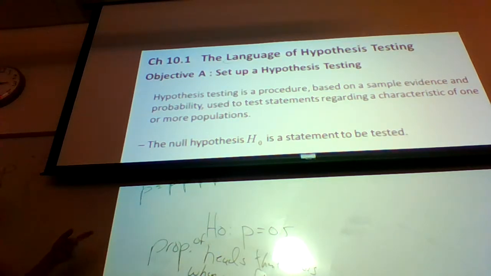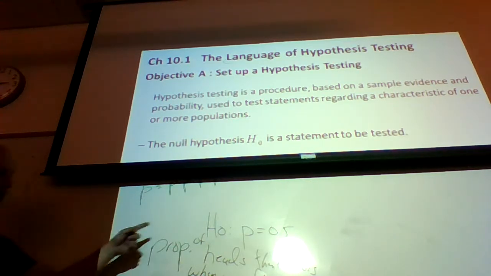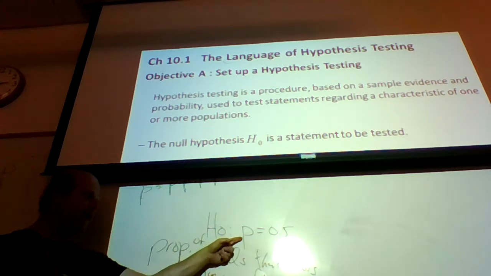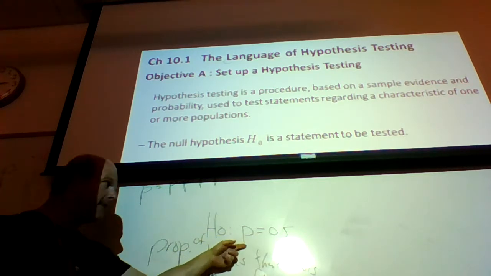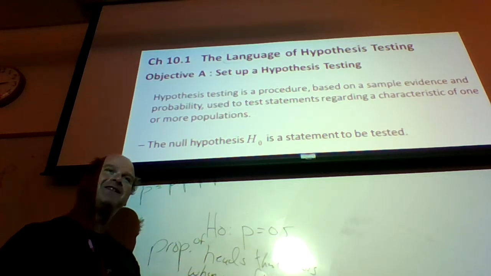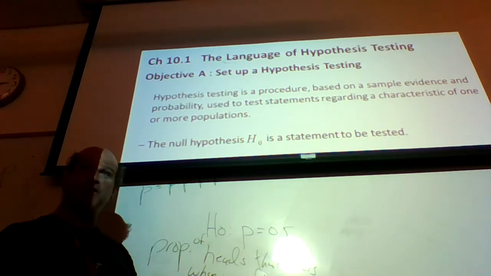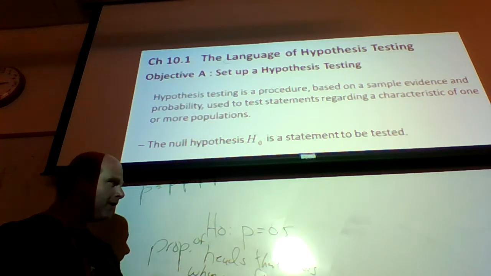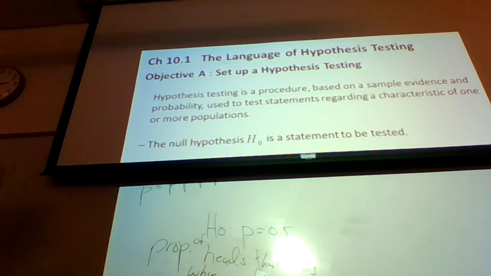So that would be what you would expect to happen. This would be the null hypothesis, which says that the proportion of heads that we expect to happen is equal to what? 0.5, which is what? Half. Or 50%. Okay? That's how we'd write the null hypothesis for this particular type of experiment.